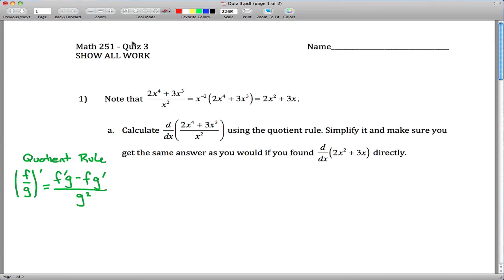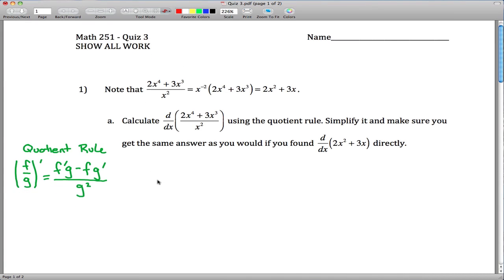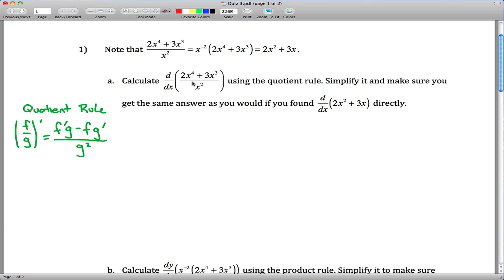Alright, here are the solutions to quiz 3. First question, we've got to take a derivative, and we've got to use the quotient rule. Here's the quotient rule over here. Whenever you're trying to find the derivative of something divided by something, it follows this form.